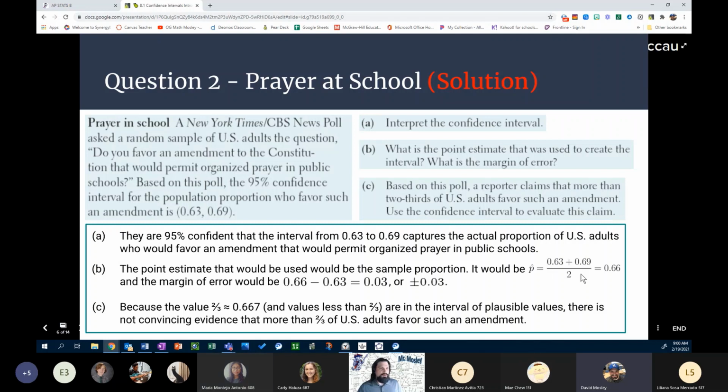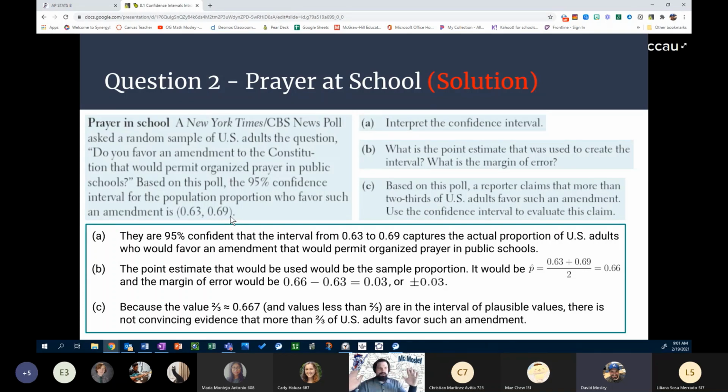So that's the interval. We have 0.63 to 0.69 as the interval. That's the span of the plausible values. And the way that that is calculated is by adding and subtracting 2 standard deviations to the point estimate, in this case, the sample proportion. And so we know based on that, because there needs to be symmetry, the point estimate must be right in the middle of those 2 values.